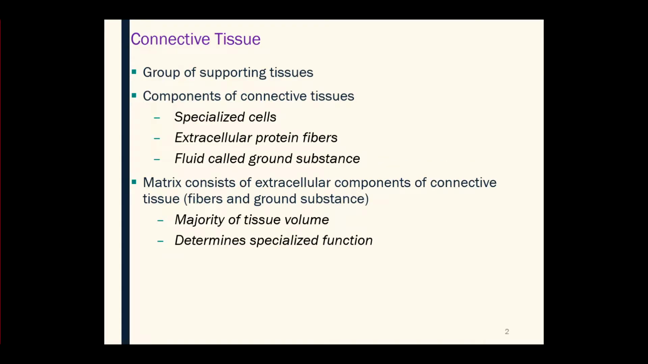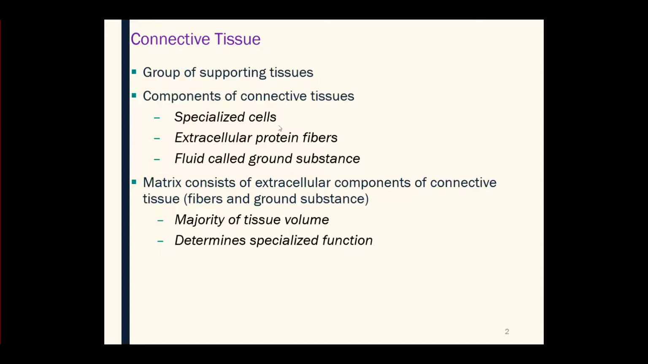So you could think of connective tissue as a whole group of supporting tissues. There's actually a lot of subtypes that we're going to look at over the next couple lessons. We're going to see that connective tissues have three primary components. They're going to contain specialized cells, which I'm going to go over with you, the different types of cells. They contain extracellular protein fibers. For example, you may know of one called collagen, right? That's one that we're going to talk about. So we'll take a look at three different protein fibers.